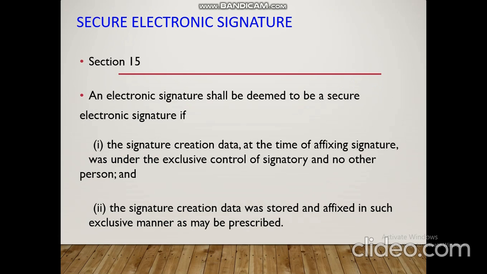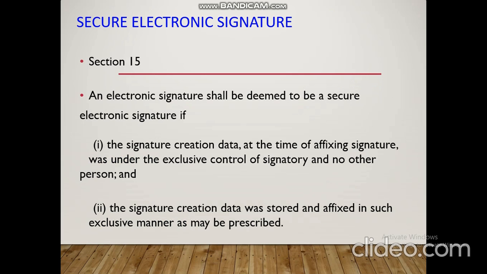So, secure electronic signature. Under section 15, they have described how the secure electronic signature should be. An electronic signature shall be deemed to be a secure electronic signature if the signature creation data, at the time of affixing the signature, was under the exclusive control of the signatory and not any other person, and the signature creation data was stored and affixed in such exclusive manner as may be prescribed. So this is about secure electronic signature.